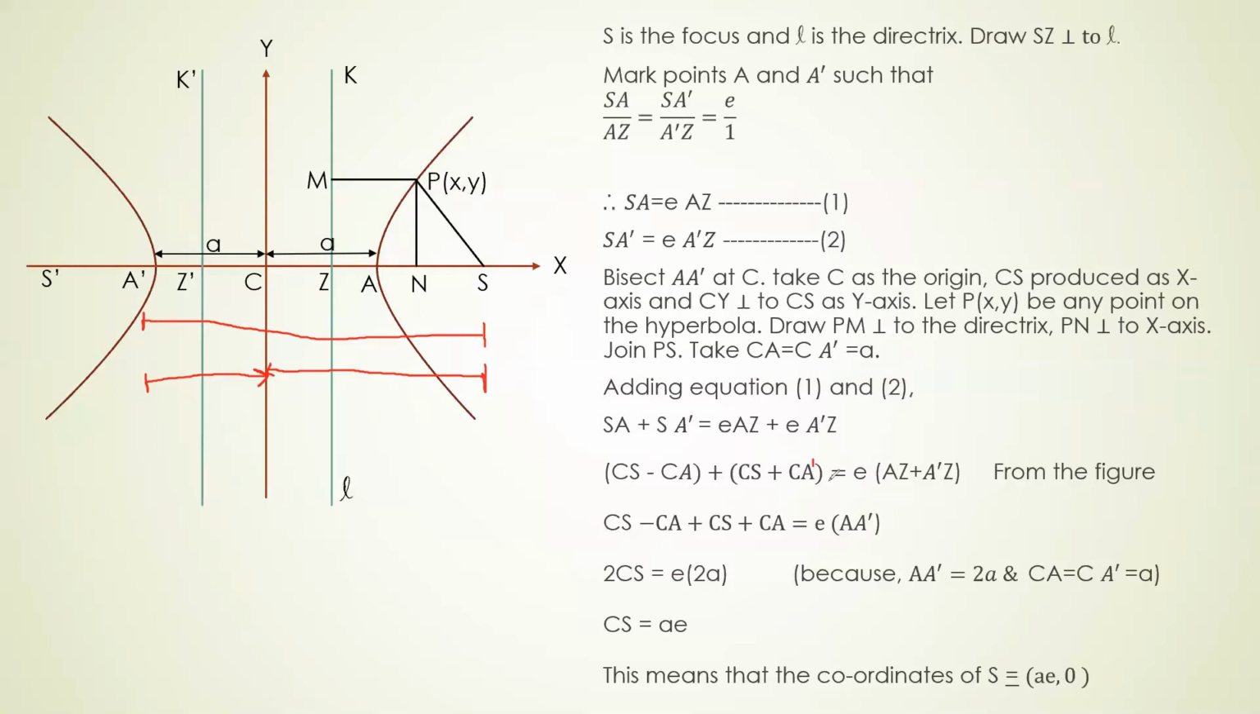E we can take common. When we take E common, it will be AZ plus A dash Z. Now already we know that CA is equal to CA dash, so this CA dash we can write as CA. CA and CA dash both are equal. That's why we can write it as CA. When we open the brackets, you can see CA, here it is minus and here it is plus, so it gets cancelled. AZ plus A dash Z.